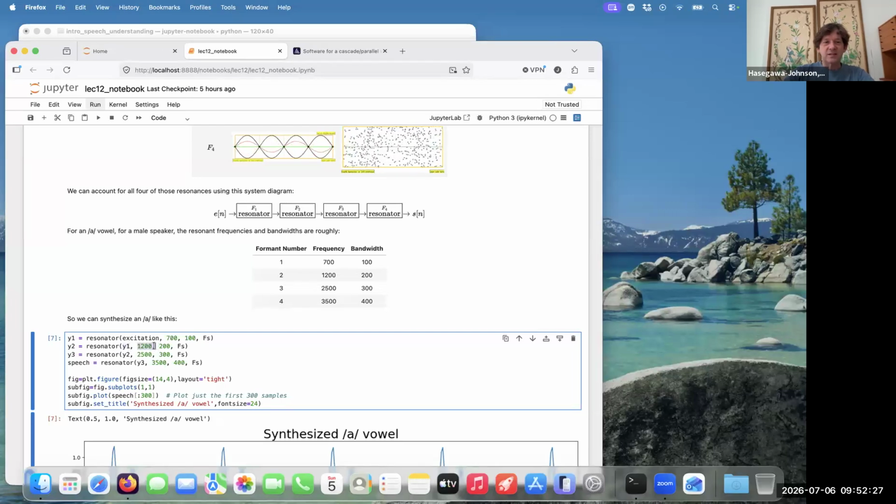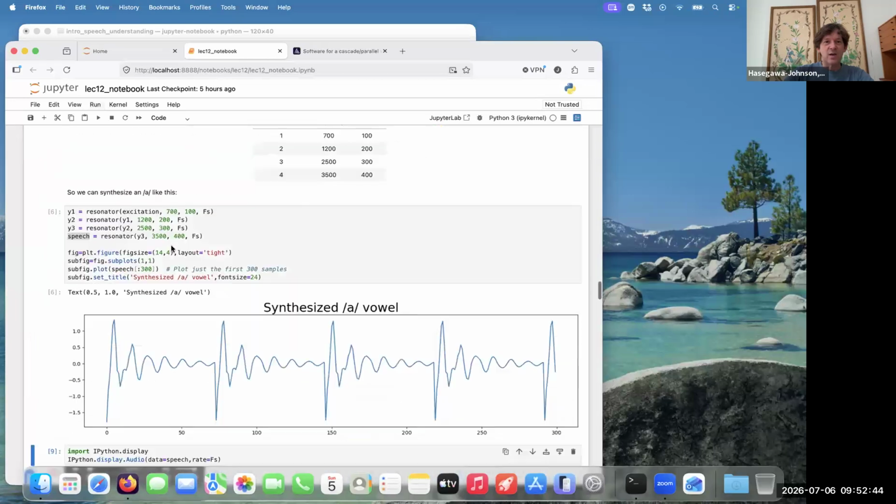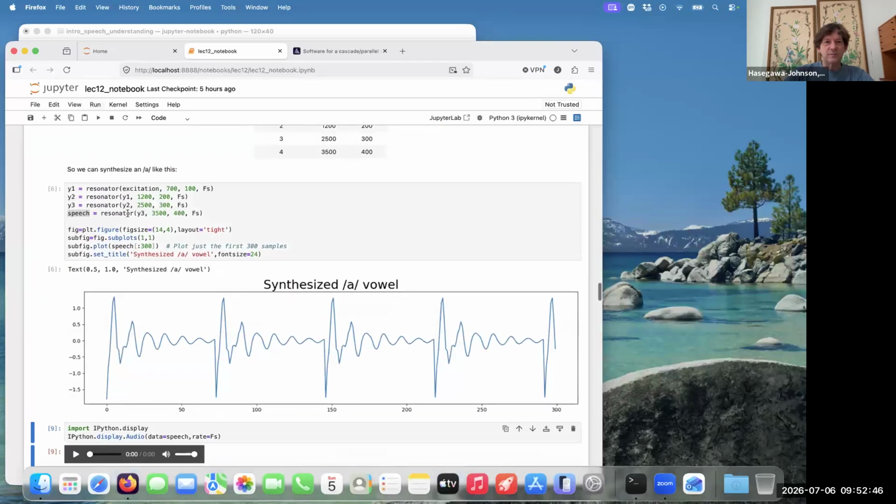The second resonator has a frequency of 1200, the third resonator at 2500, the fourth resonator at 3500. And then finally, the output of the fourth resonator over here is the speech signal. So we get the speech signal finally as the output. And if we listen to that, now it will sound artificial. Now we can look at it. We can see here, you can see the air bouncing back and forth at the first frequency.